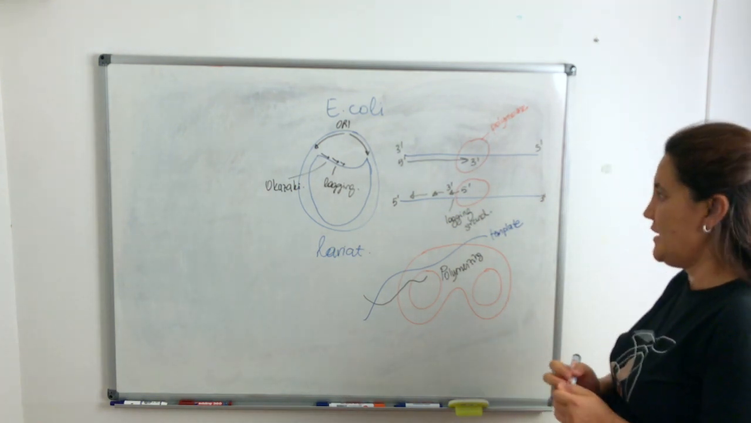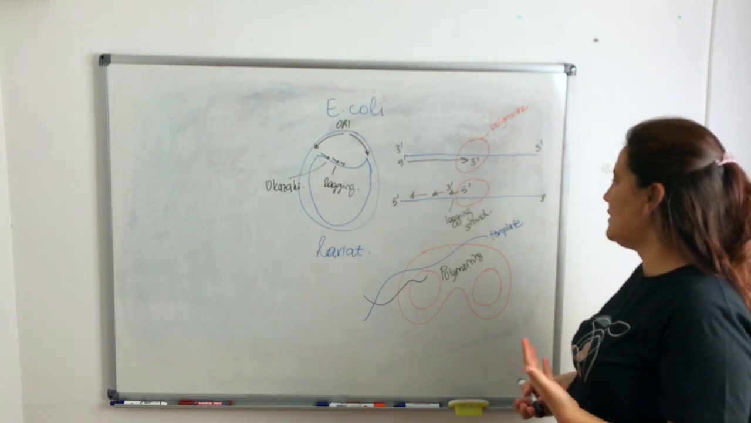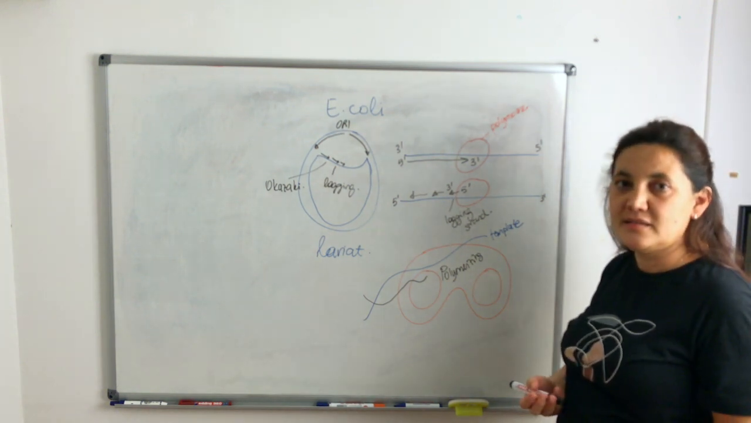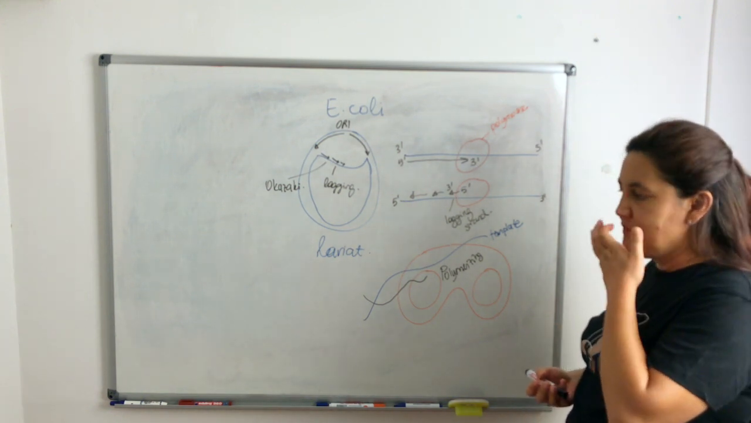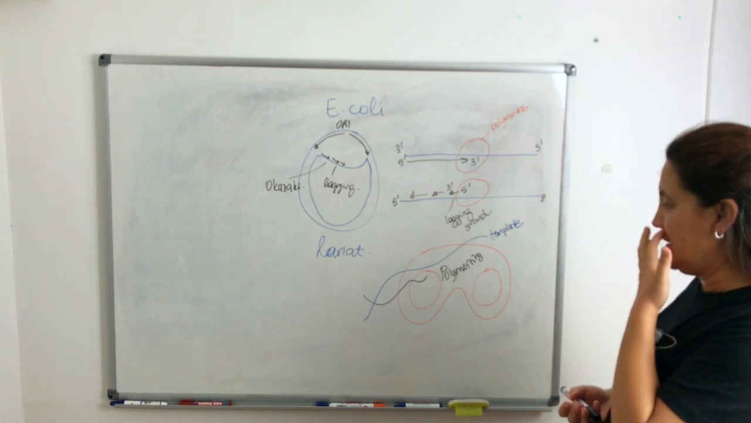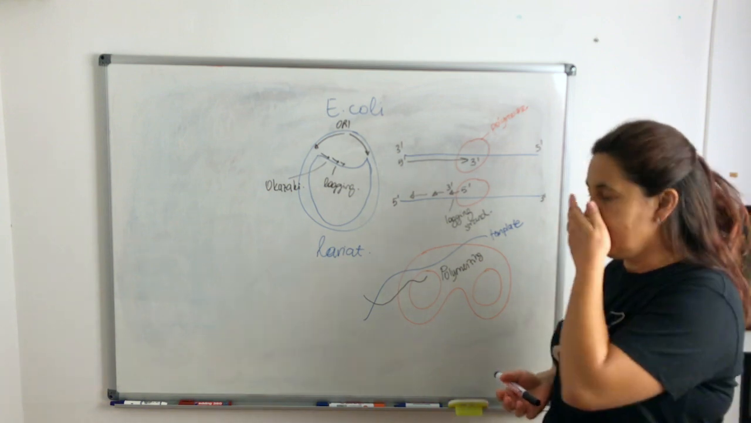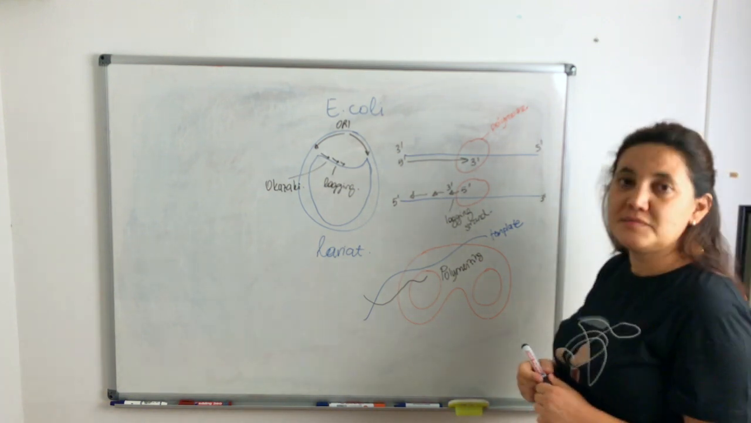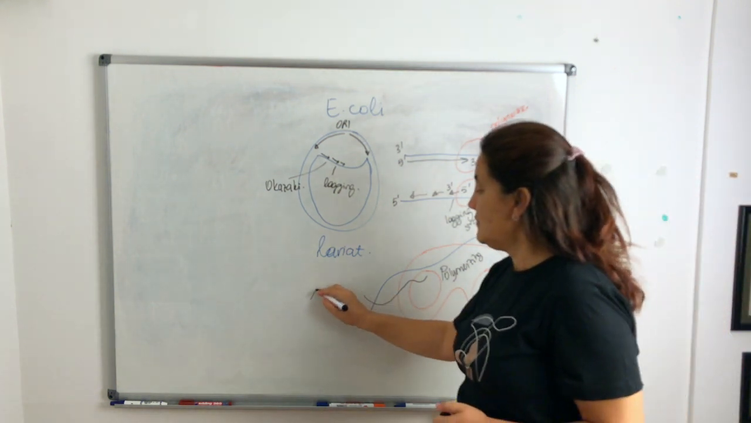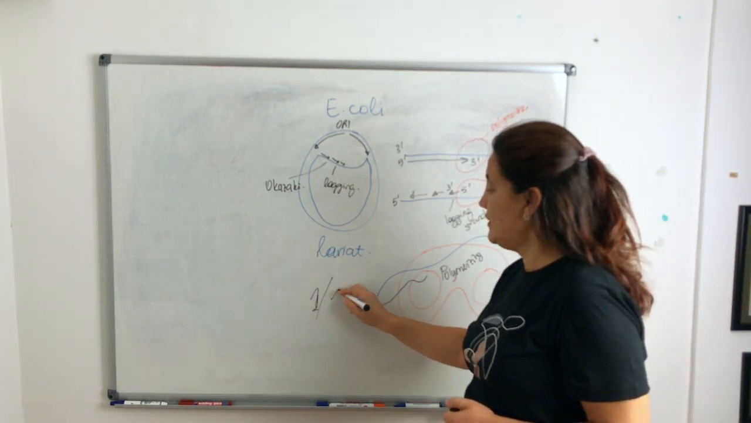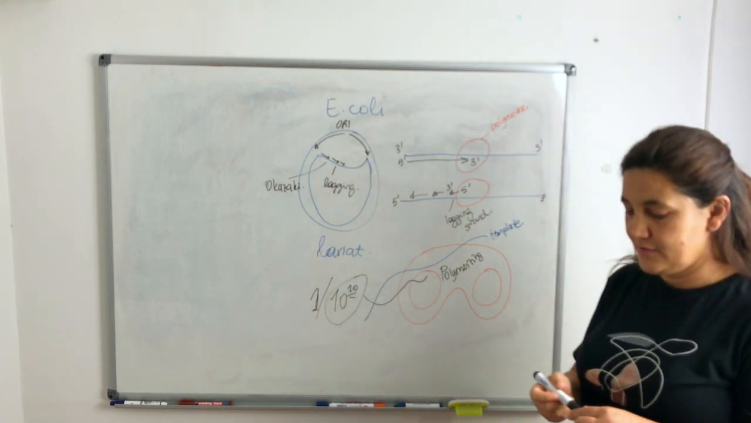It always adds the correct nucleotide, which will base pair with the template strand. So if there is an adenine in the template strand, the polymerase will add thymine and nothing else. However, nothing in the biological world is perfect. The polymerase also makes mistakes. The mistake rate is very, very low. It is like 1 in 10 to the 10. This is a huge number.